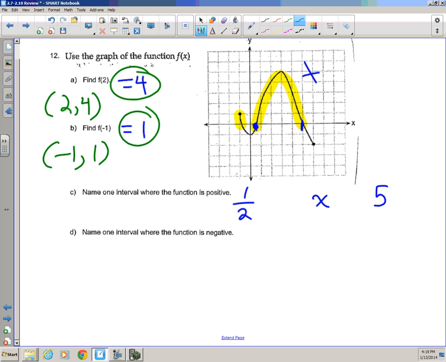0 is not negative or positive. And at 5, my y value is 0. Again, 0 is not negative or positive. So x, starting from the middle, from the variable, x has to be greater than 1/2. At the same time, it has to be less than 5. That's my positive interval. That's one of my positive intervals.